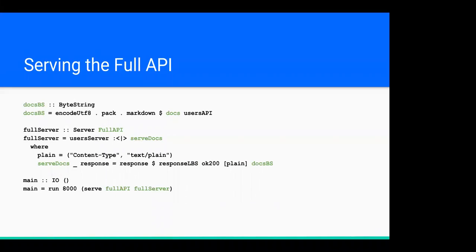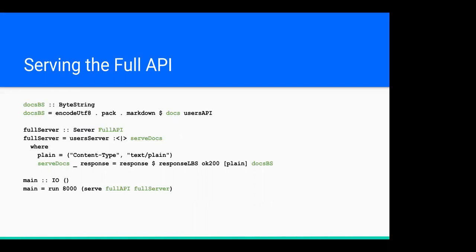The key thing up here with the docs byte string function is we use this docs function, and we call that over our user's API, and then we do a little bit of text manipulation. We use the markdown function because we want markdown format, and this gives us the byte string that represents a full documentation of our API. Then we create a server over our full API, which all we need to do is combine the function that serves our documentation with the old user server that worked for just the users API. And then we serve our full API.